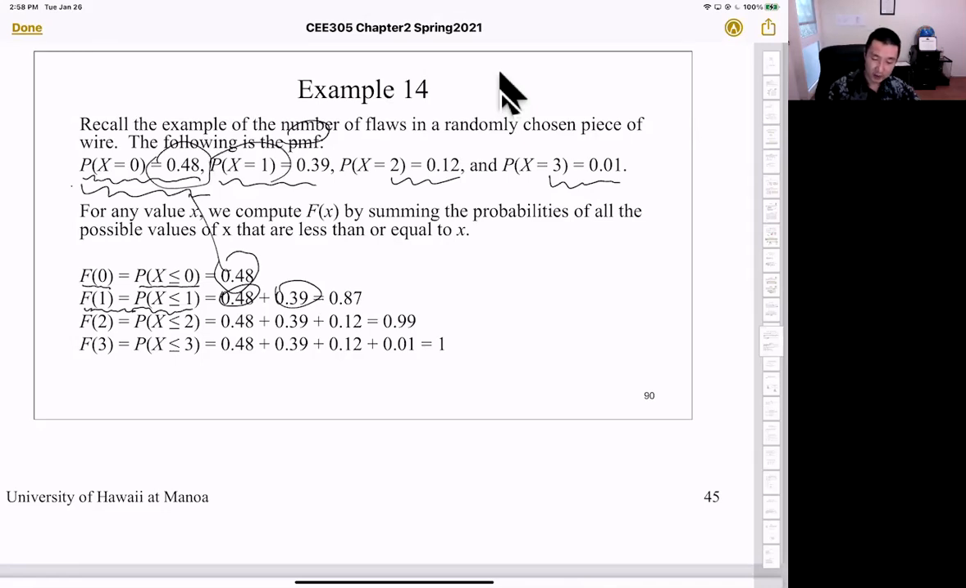So on, we can also calculate the cumulative function F(2), which is the probability for the number of floors equal to 0, equal to 1, and equal to 2. So 0.48 plus 0.39 plus 0.12. And F(3), the number of floors less than or equal to 3, will be all 4 probabilities added together. That is equal to 100%.